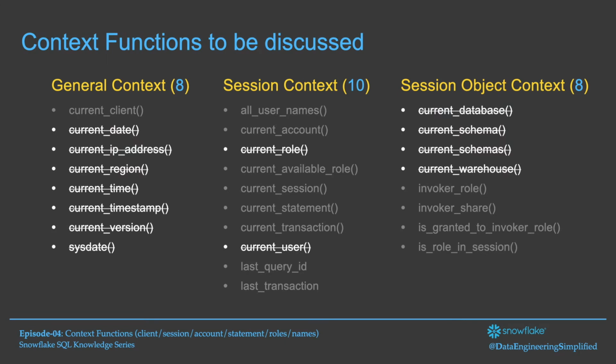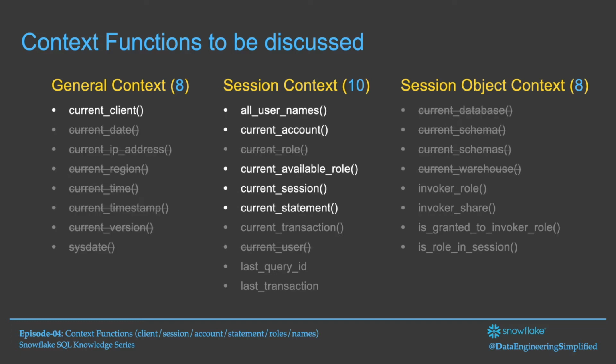This is the full list of context functions supported and provided by Snowflake as of today. We have already covered 13 context functions which come under general, session and session object. In this video, we are going to cover current client under general context functions, and session context functions like all usernames, current account, current available role, current session and current statement.